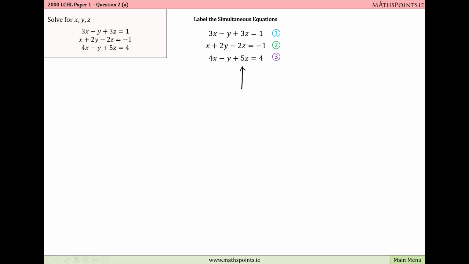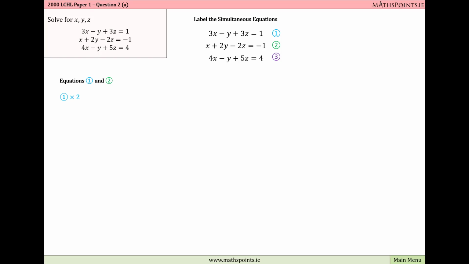It looks to me like it will be easier to try and cancel the y's in this question. So I can see that if I multiplied the top line by 2, I'd have a -2y, and then that would cancel or eliminate the y's in equations 1 and 2. So I've decided on cancelling the y's, but you can pick whatever of the letters you want as long as you're consistent, and in both the simultaneous equations we're about to do, you decide on the same letter to cancel.